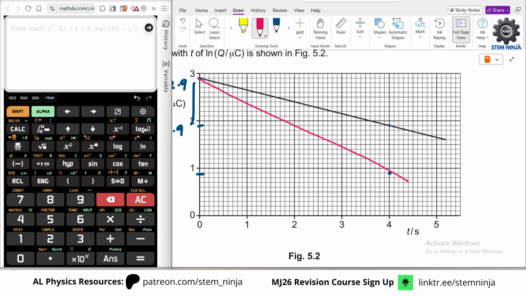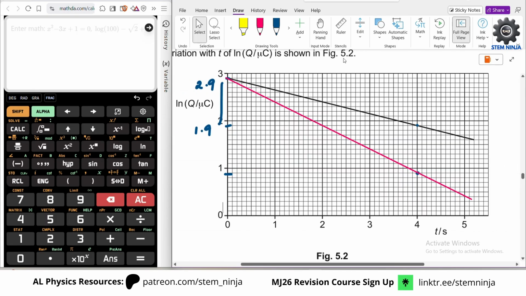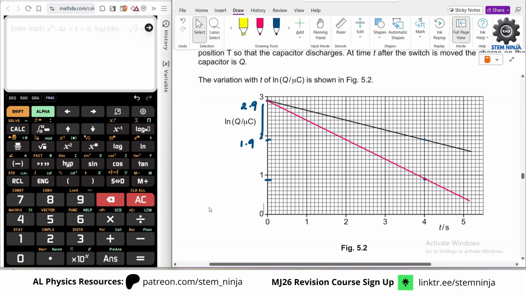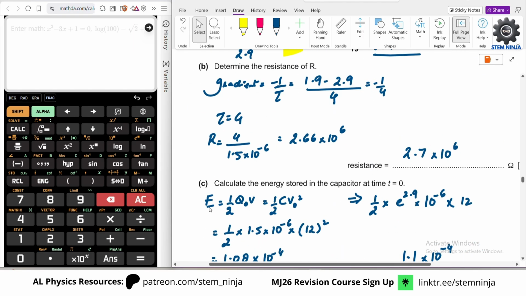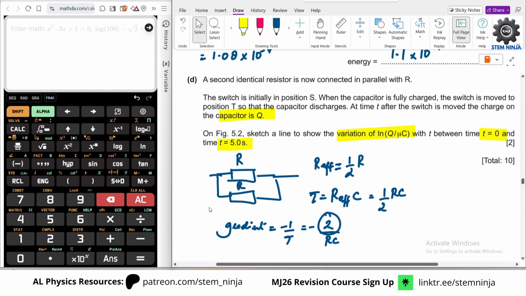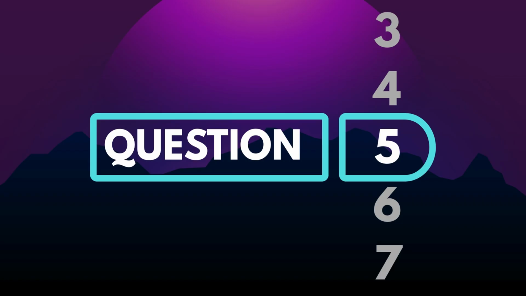So at 5 seconds it would be right, like this. It will originate from the same point because the rest of the conditions are the same. V is the same, initial V is the same, but it will have a higher time constant. And that's it for this question. Let's move on to the next one.